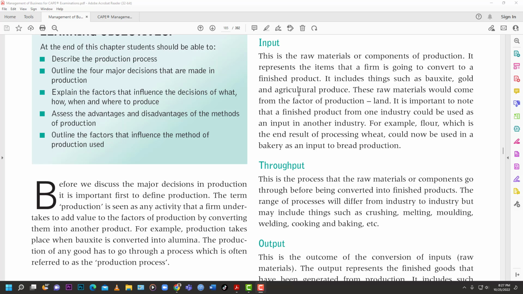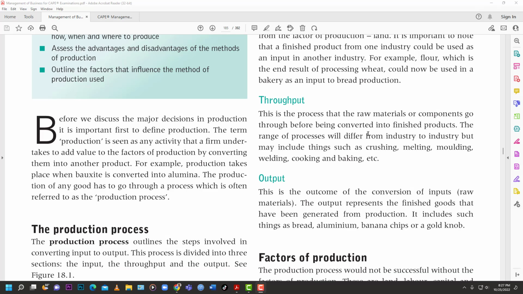It could be crushing, it could be melting, as we'll see here if we look at throughput. The throughput is a process that the raw materials or components go through before being converted into finished products. The range of processes will differ from industry to industry, but may include things such as crushing, melting, molding, welding, cooking, baking. So you understand what the throughput is. That's the actual process that turns the raw materials or the components into the output or the finished product, right?